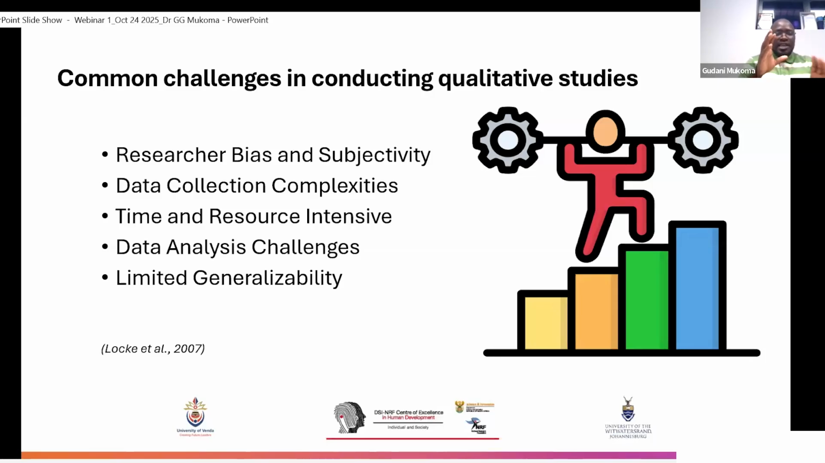And this would entail you having another independent researcher reviewing the very same data. You should also be very much aware of your own bias as a researcher, and you must be very much aware of your own specifics, your own perspectives. Using triangulation as a method of alleviating these challenges would actually see you have findings that are much more trustworthy.